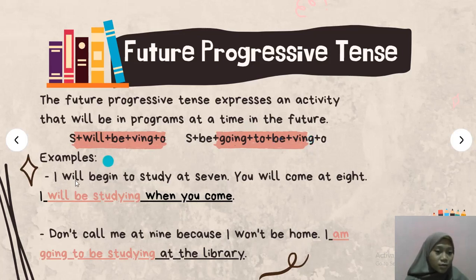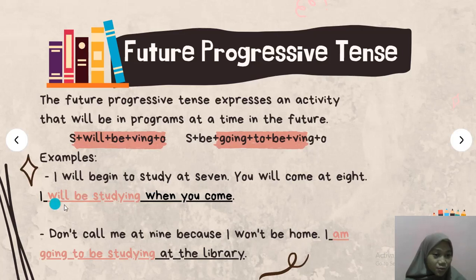For example, when we want to use will in our sentence, like I will begin to study at 7. You will come at 8, sorry. So the future progressive tense is I will be studying when you come, because I will begin to study at 7 and you will come at 8. So I will be studying when you come.